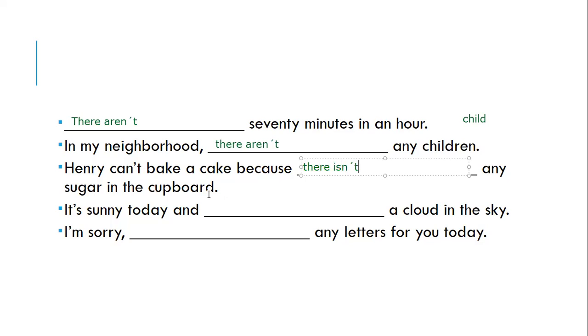So then we have, it's sunny today and a cloud in the sky. There isn't. A cloud, una nube. Estoy hablando de nubes. ¿Puedo contar las nubes? No la puede contar, pero ahí aparece la preposición a. Excellent. Thank you. Sí, ahí tengo el determinante a, es decir, un o una, lo cual hace que sea contable. Entonces, la respuesta sería: there isn't a cloud in the sky.